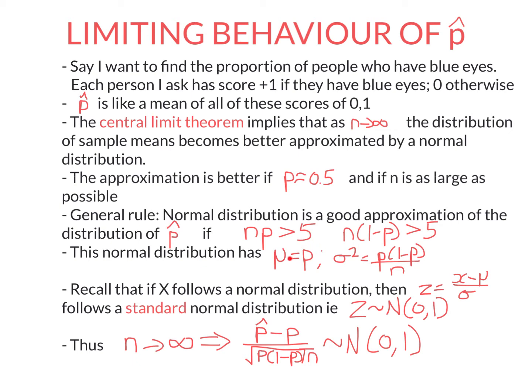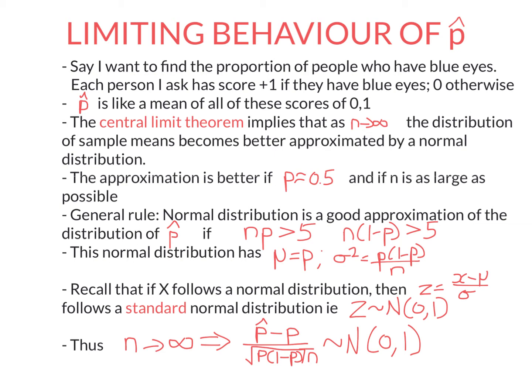Its mean will be p, the true population proportion, and its variance is what we calculated as the variance last time. But remember, if you have a random variable that follows a normal distribution, you can easily convert it to a standard normal or z distribution. So as n gets larger and larger, this formula here is just the z-score. It's our score, our proportion, minus the true mean, the true proportion, divided by the standard deviation. Z-scores follow a normal distribution with mean 0, standard deviation 1, if the original scores were from a normal distribution.